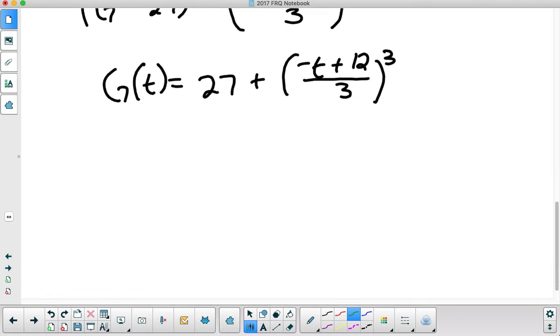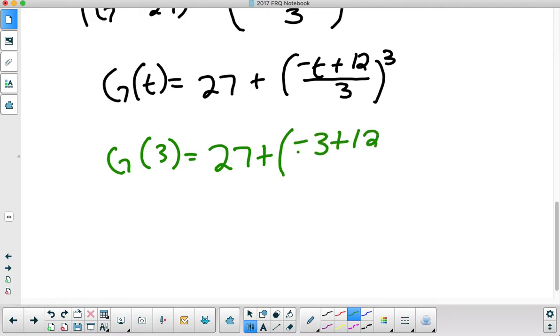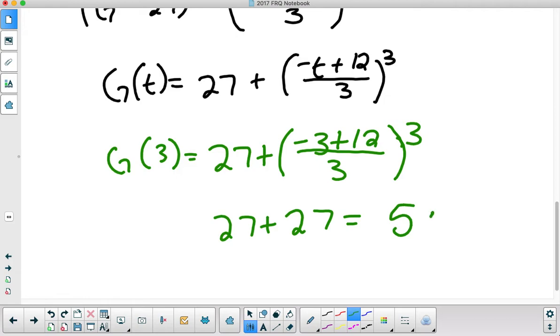Fortunately, that's the easy part, because all we got to do here is say, well, I already got my function. G of 3 is equal to 27 plus negative 3 plus 12 divided by 3 raised to the 3rd power. So the last step is to plug in 3 for T and then simplify. Negative 3 plus 12, that's 9. 9 divided by 3 is 3. 3 to the 3rd power is going to give me another 27. Internal temperature after 3 minutes is 54 degrees Celsius.